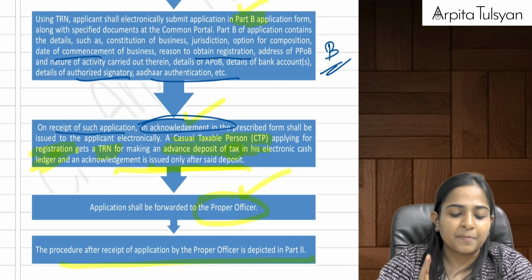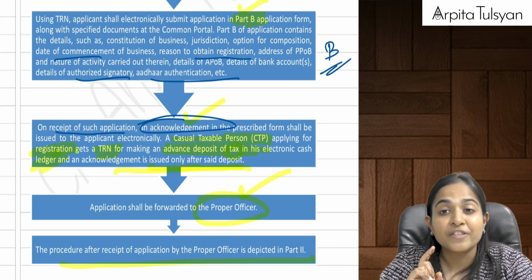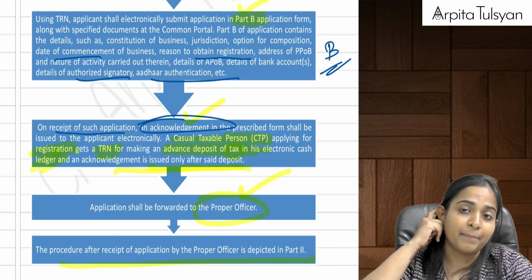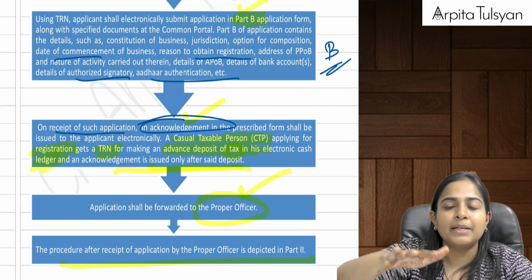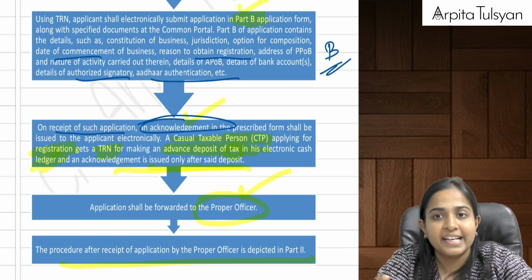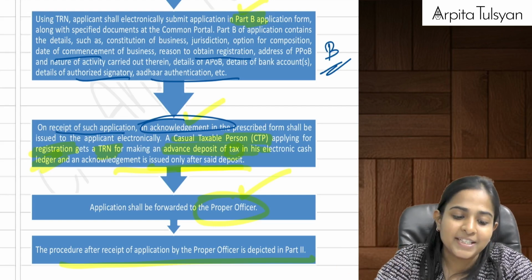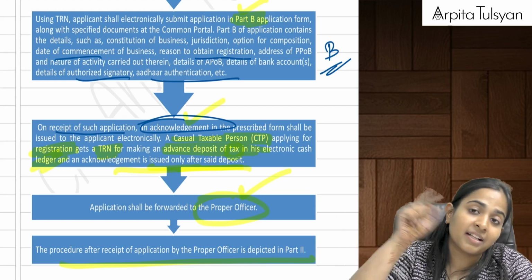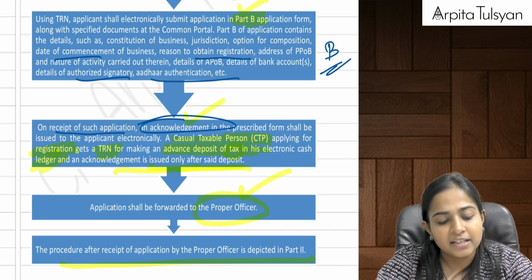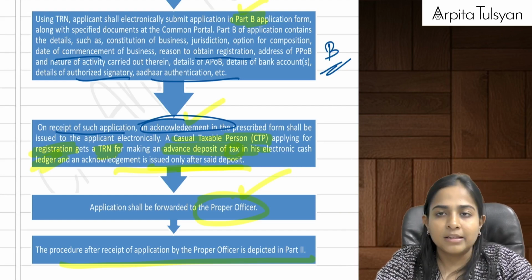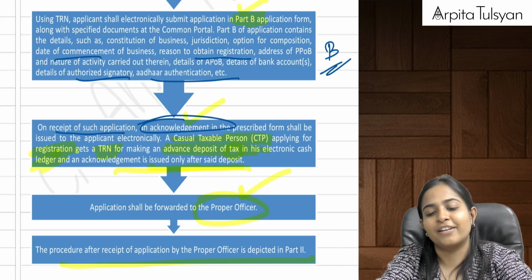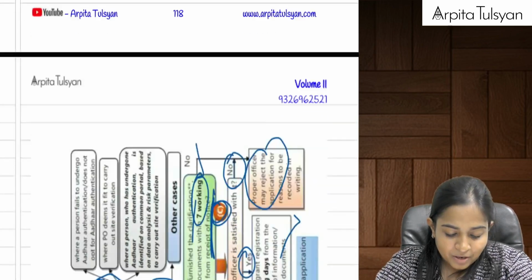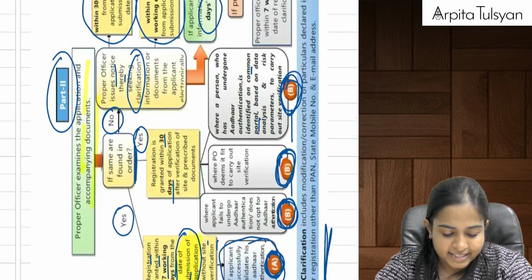Okay, but one exception that we studied here was in case of CTP. Whenever they are submitting this application, they have to also pay some advance tax. Estimated advance tax of GST, not income tax, they have to pay, and only after that an acknowledgement will be sent to them. Once all these things are done, your application goes to the proper officer, and then the proper officer will start with the proceedings. Then we studied about these proceedings in part 2.